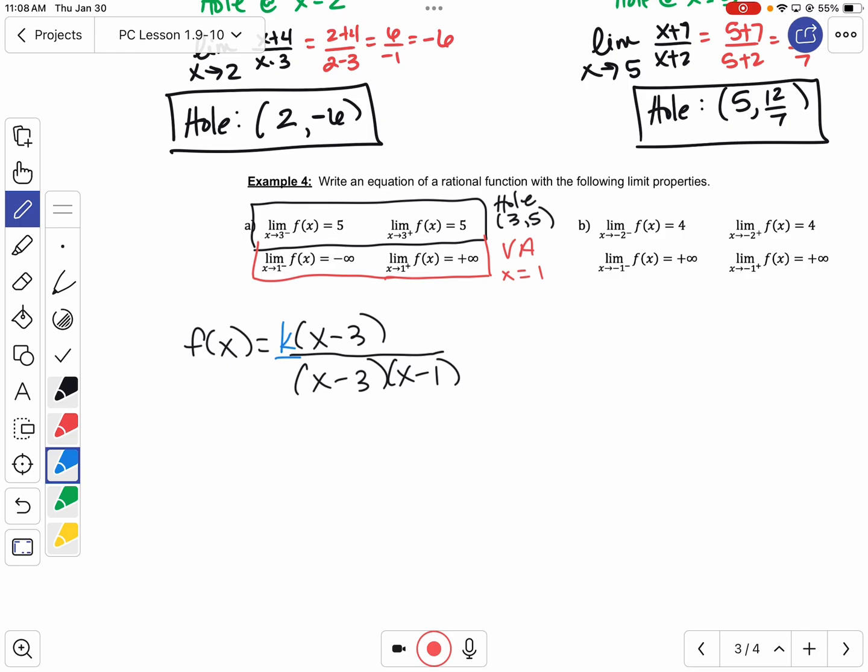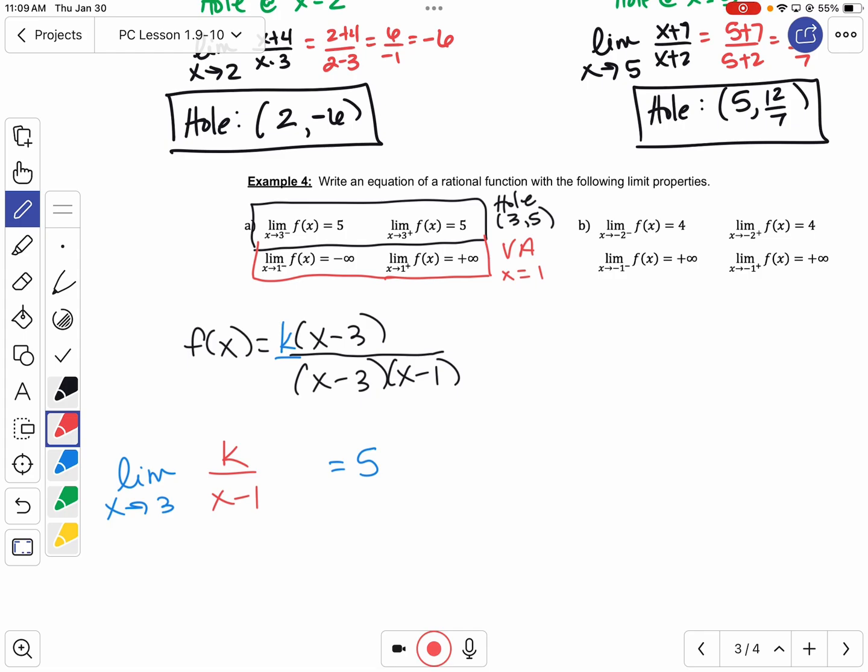If we were doing the whole, I had the limit as x approached 3, and they told me it was equal to 5. So this is the whole. We're going to use the whole to help us figure out the k. If we were doing the limit, we would have marked out the x minus 3's, and what would that have left me with? k over x minus 1.